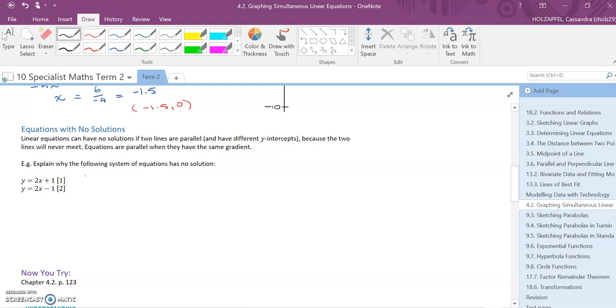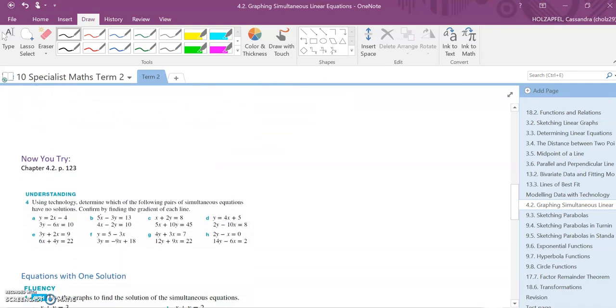So explain why the following system of equations has no solution. So how do we know that two lines are parallel? Because they have the same gradient. And these two lines have the same gradient and different y-intercepts, and therefore we know that they're going to be parallel and therefore are going to have no solution.